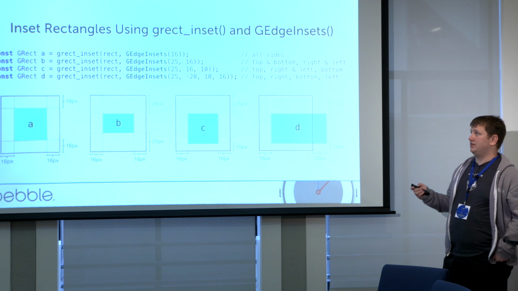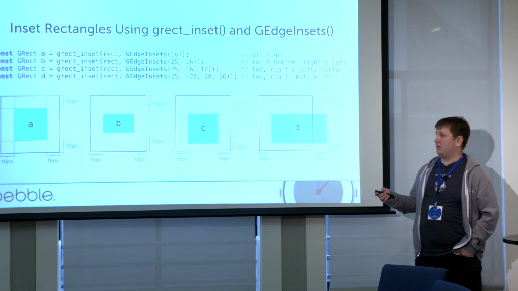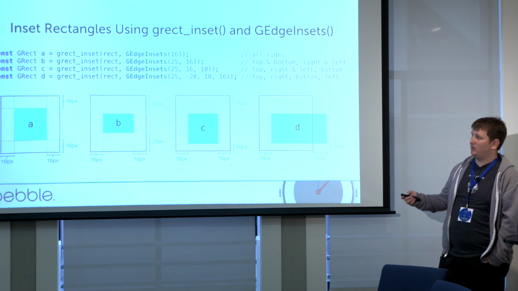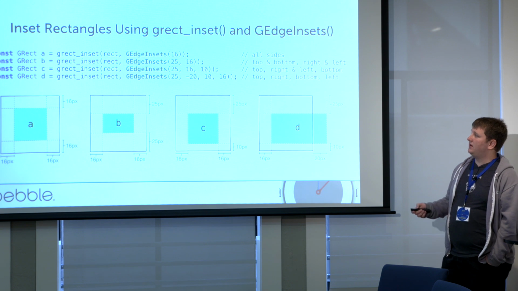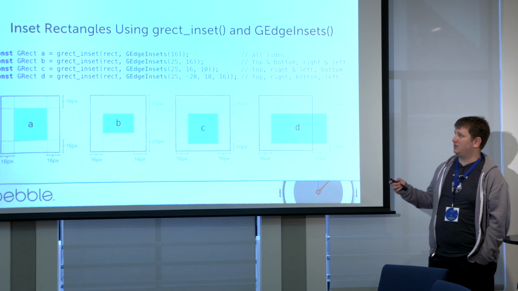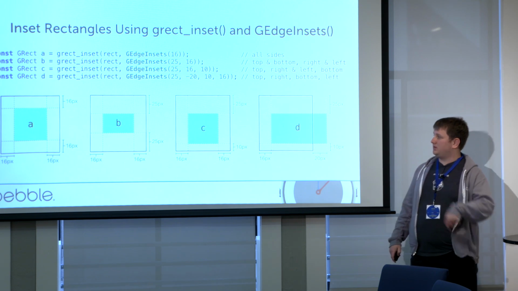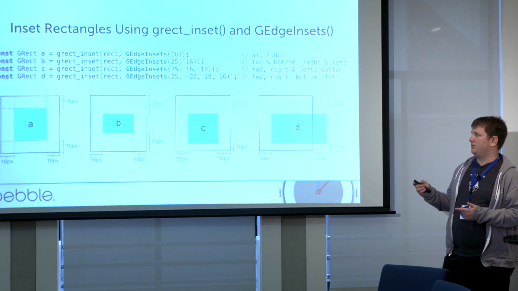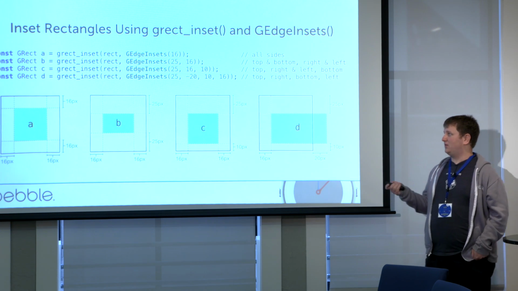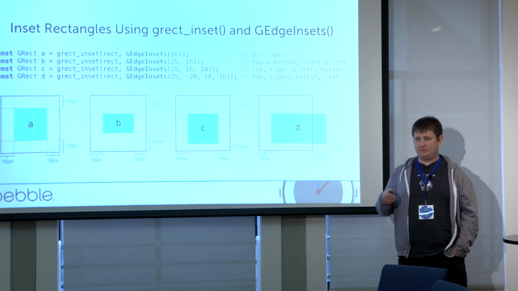So if you only pass one argument into gedge insets, then that will inset the rectangle by that amount on all sides. So top, bottom, left, and right. And so for this example A, we're insetting this rectangle by 16 pixels on all sides. The two argument and three argument cases are illustrated here: top and bottom, right and left for the two argument, and then top, right and left for the second argument, and bottom for the third argument. But something to remember is that you can also pass a negative inset for any one of these values, and that will actually extend that edge instead of insetting it. And so in the D case here, we're actually extending the right edge by 20 pixels.